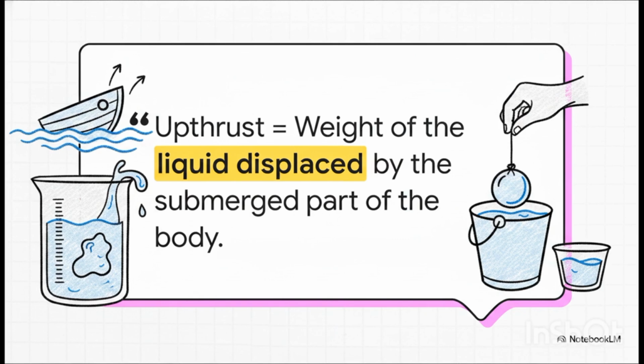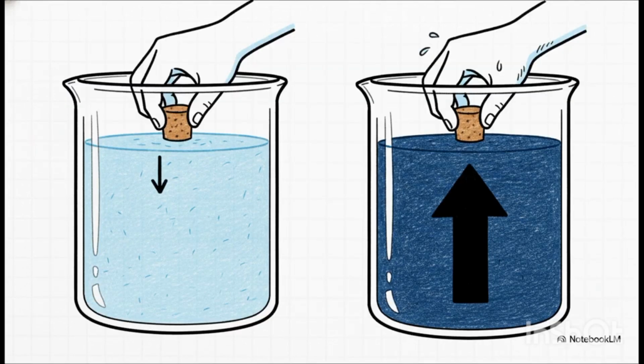It means the apparent loss in weight you feel when you dunk an object is exactly 100% equal to the weight of the water that the object shoved out of the way. So looking at Archimedes and our V rho G formula, the amount of upthrust you get really only cares about two things. First, the volume of the submerged body.